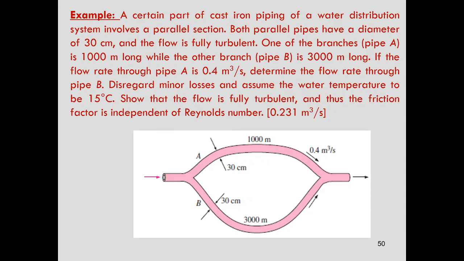Okay, let's try one example. I think this is the last example. A certain part of the cast iron piping of a water distribution system involves a parallel section. Both parallel pipes have a diameter of 30 cm and the flow is fully turbulent. One of the branches, pipe A, is 1000 meters long, while the second pipe is 3000 meters long. If the flow rate in pipe A is 0.4 meter cube per second, determine the flow rate in pipe B. Disregard minor losses and assume the water temperature to be 15 degrees C. So you don't need to calculate the minor losses, just the major losses. Show that the flow is fully turbulent and thus the friction factor is independent of Reynolds number.